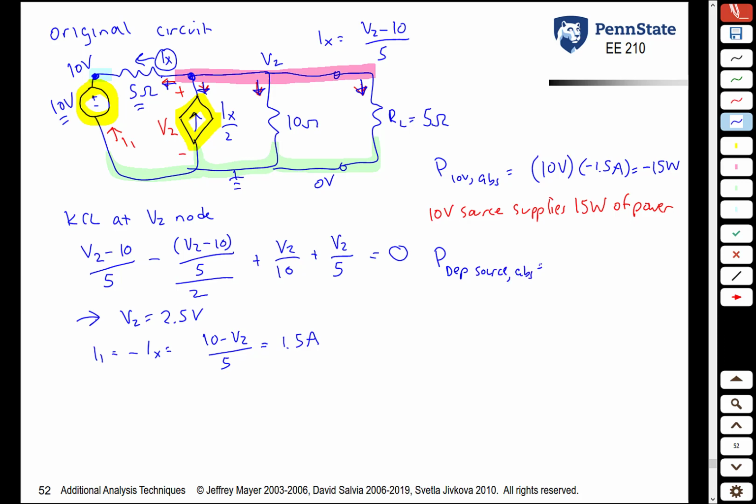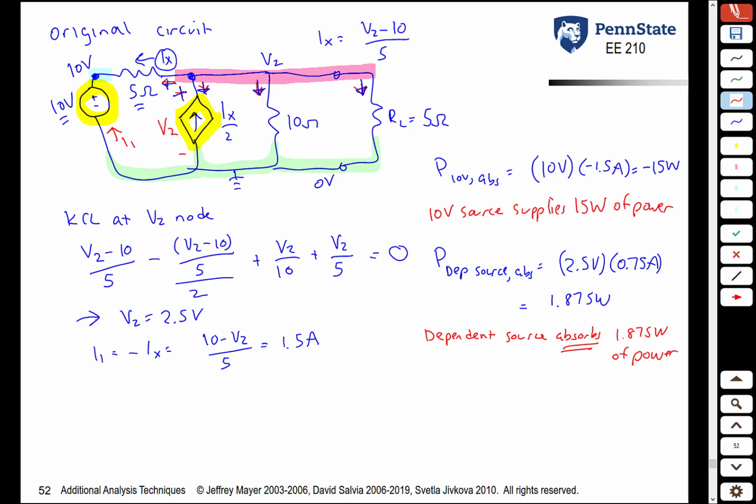The absorbed power for the dependent source is the voltage across it, which we already determined was 2.5 volts, times the current into the plus terminal. The plus terminal is there, so the current in is negative Ix over 2. Since Ix was negative 1.5 amps, negative Ix over 2 is plus 0.75 amps. This is plus 1.875 watts. In other words, the dependent source absorbs power. Because it absorbs power, that power is not factored in when we look at efficiency.